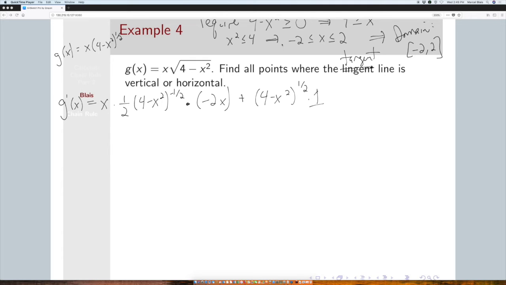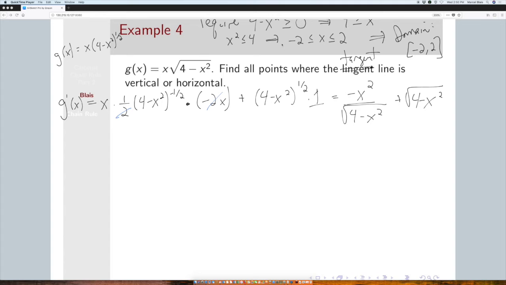And we clean this up a little bit. So we can see the 1/2 and the 2 cancel, and the x terms will combine to be x squared. And we have a negative out front. So in the numerator, we'll have negative x squared. And note that 4 minus x squared to the minus 1/2 is the same thing as 1 over 4 minus x squared to the 1/2, or having root 4 minus x squared in the denominator. For this second term, we just have root 4 minus x squared.